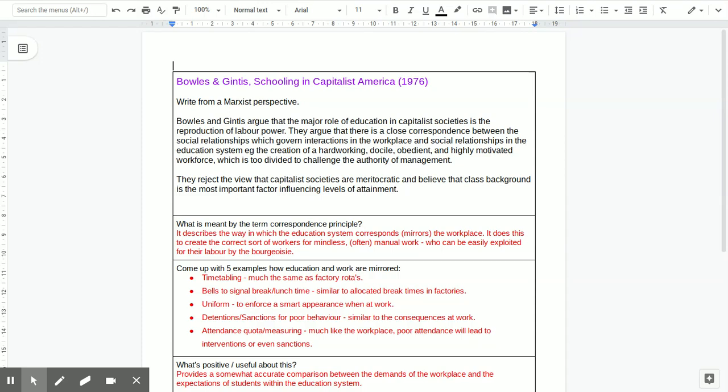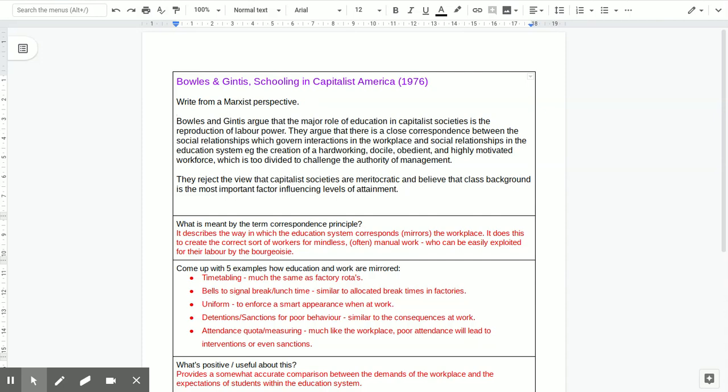Worth noting again, 1976, so there's potential to call it outdated. Marxist perspective, okay, hopefully you're fairly familiar at this point with your theories, so you understand what the Marxists are talking about with the ruling class and the working class, bourgeoisie, proletariat. So hopefully that wider understanding is there. But if it's not, then perhaps leave this video for a second and go and try and revise the theory before you take on the case studies, okay?